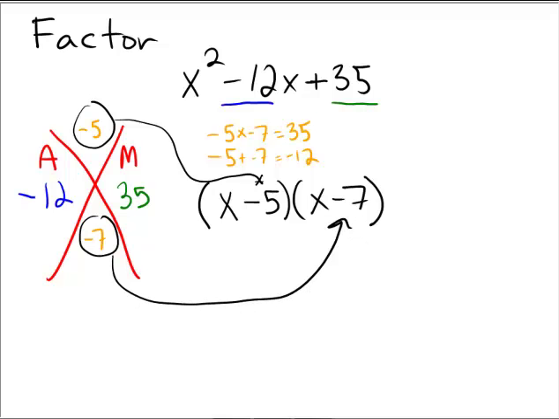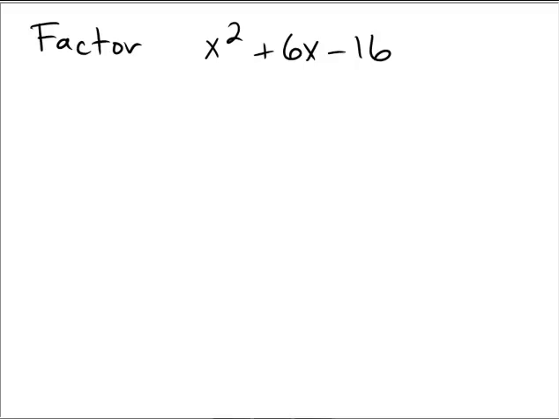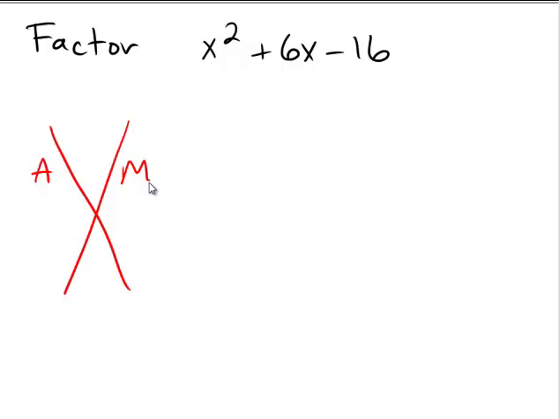Let's try one more example. Consider trying to factor x squared plus 6x minus 16. Like before, create the X with the A and the M. What's our adding number this time? The adding number would be the coefficient of the x, which is a positive 6, and the multiplying number would be the number that's located at the end of the problem, or the negative 16.